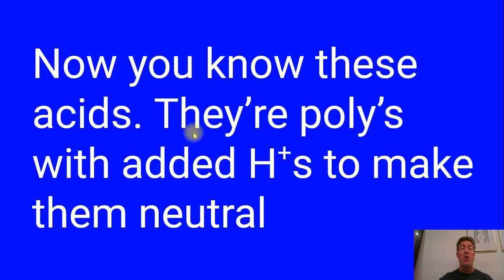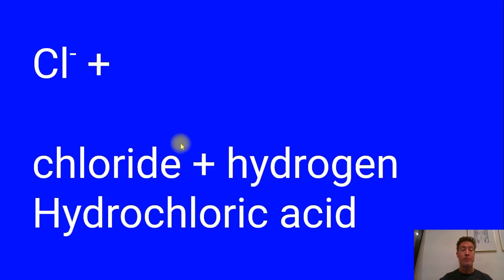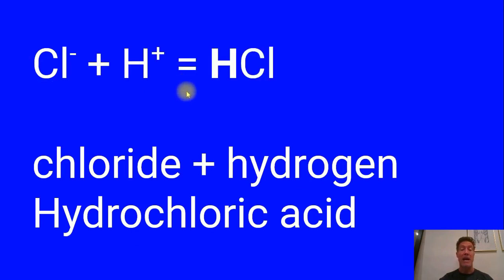Okay, so now you know the acids as well, because the acids are simply the polys with enough added hydrogens to make them neutral. So, for example, here's chloride. We can add hydrogen to this and make it neutral. How much hydrogen do we need? Just 1. And that gives us hydrochloric acid, HCl. This is a neutral molecule.